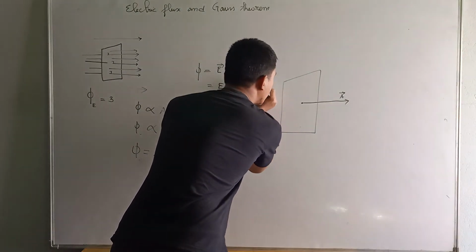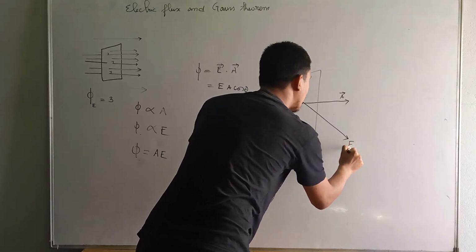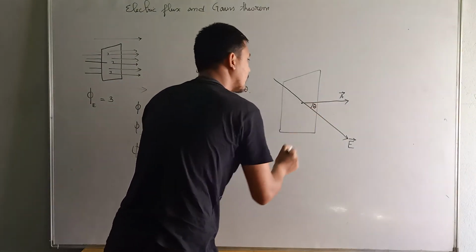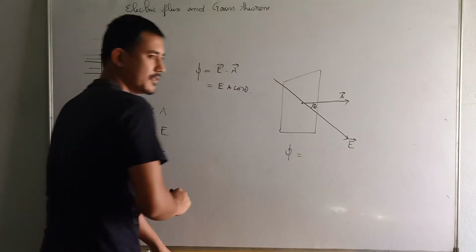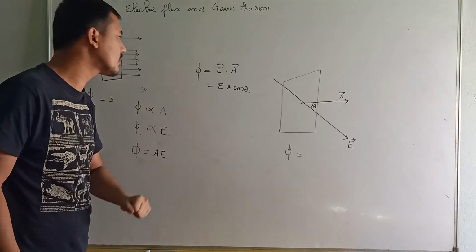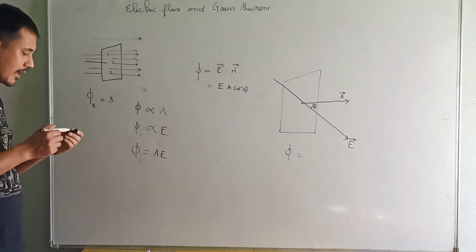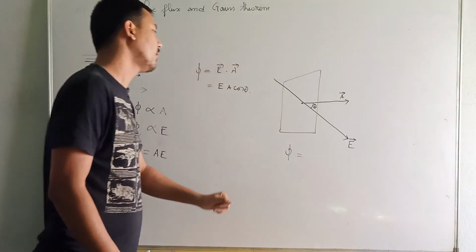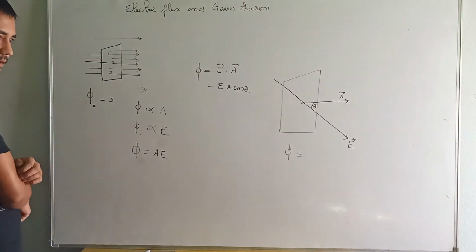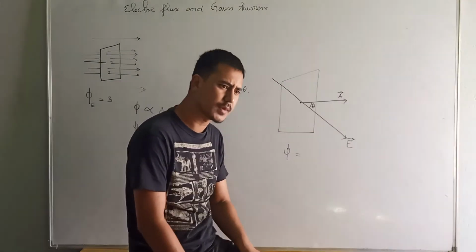I'm going to draw the electric field like this, or the electric field line crosses like this, making an angle theta with your area vector. Then what will be your flux? According to the definition, electric flux means the number of electric field lines passing perpendicularly through the surface. Now, looking at this example, can you tell me what is the electric flux here? Calculate electric flux.